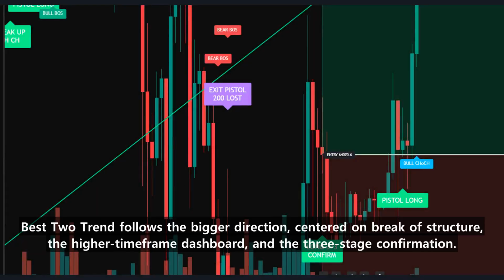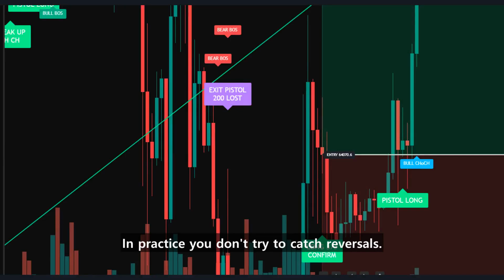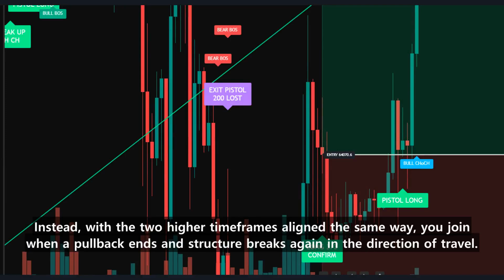Best 2 trend follows the bigger direction, centered on break of structure, the higher time frame dashboard, and the 3-stage confirmation. In practice, you don't try to catch reversals. Instead, with the 2 higher time frames aligned the same way, you join when a pullback ends and structure breaks again in the direction of travel.